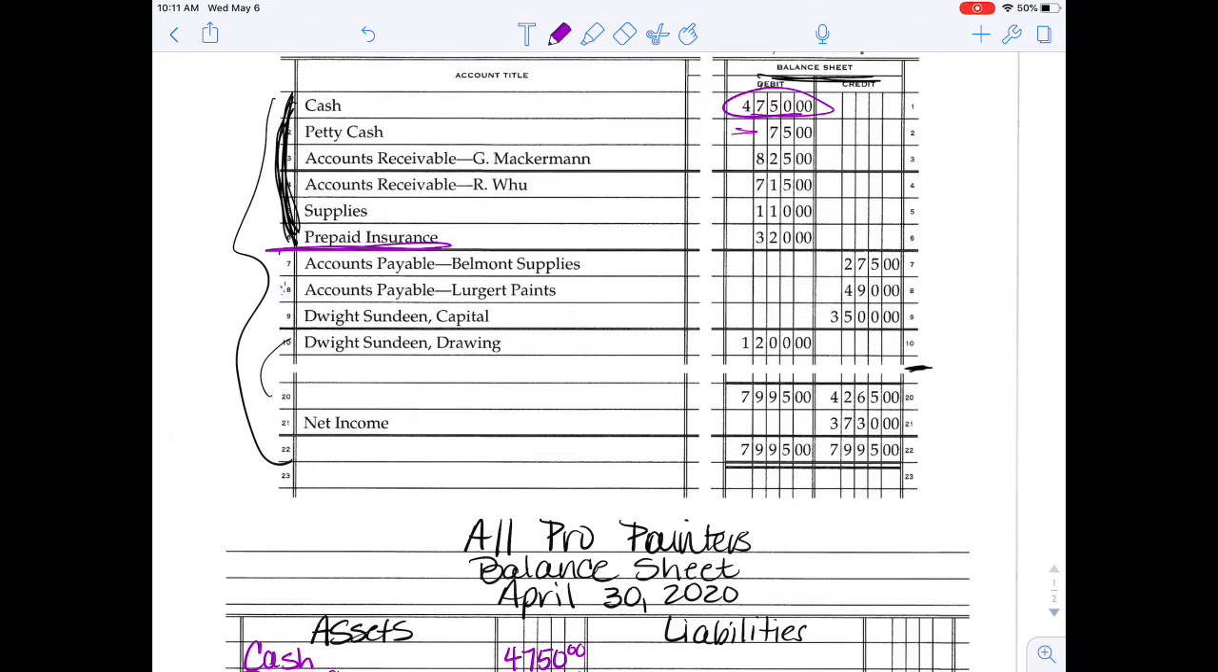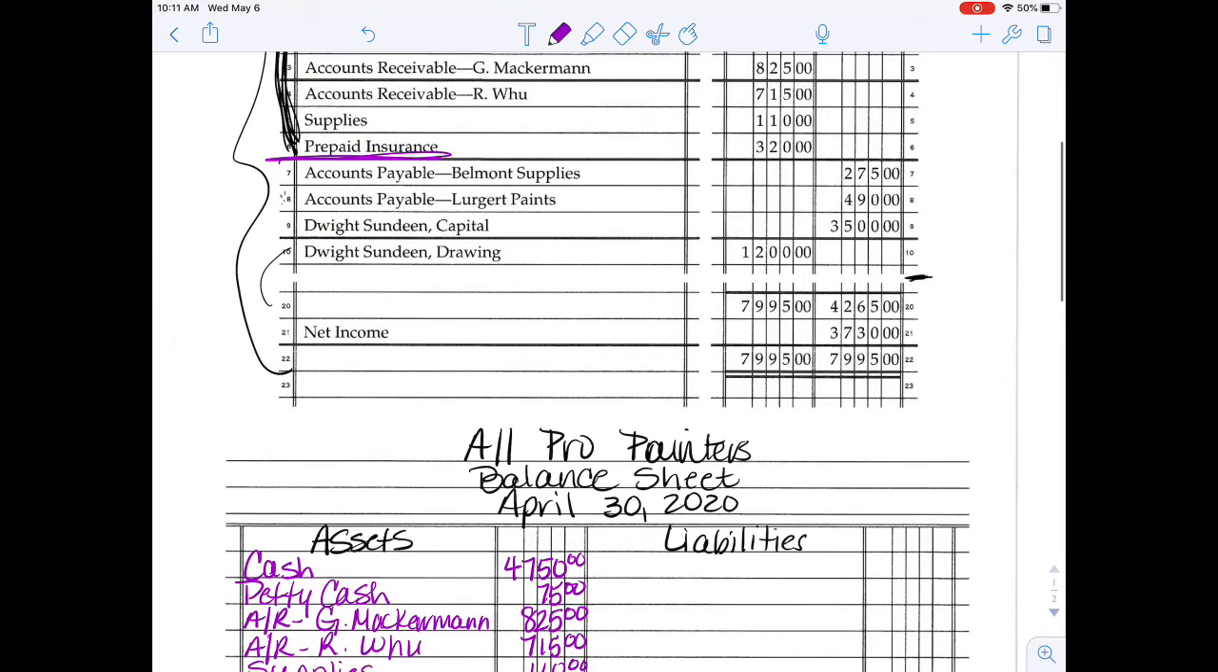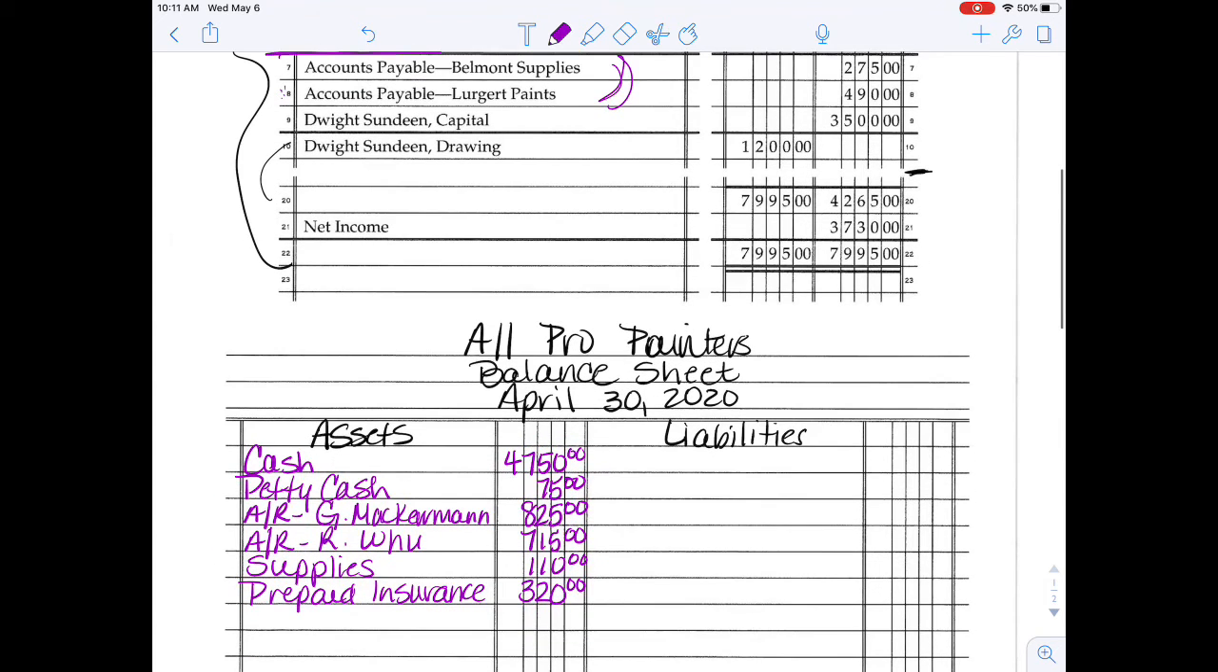Perfect. I'm not going to put anything else right now because I want to wait and see. So now let's go do our liabilities. We have two liabilities. We have two people we owe. We have accounts payable, Belmont Supplies. We owe them $275. Notice my columns here that I'm working on.